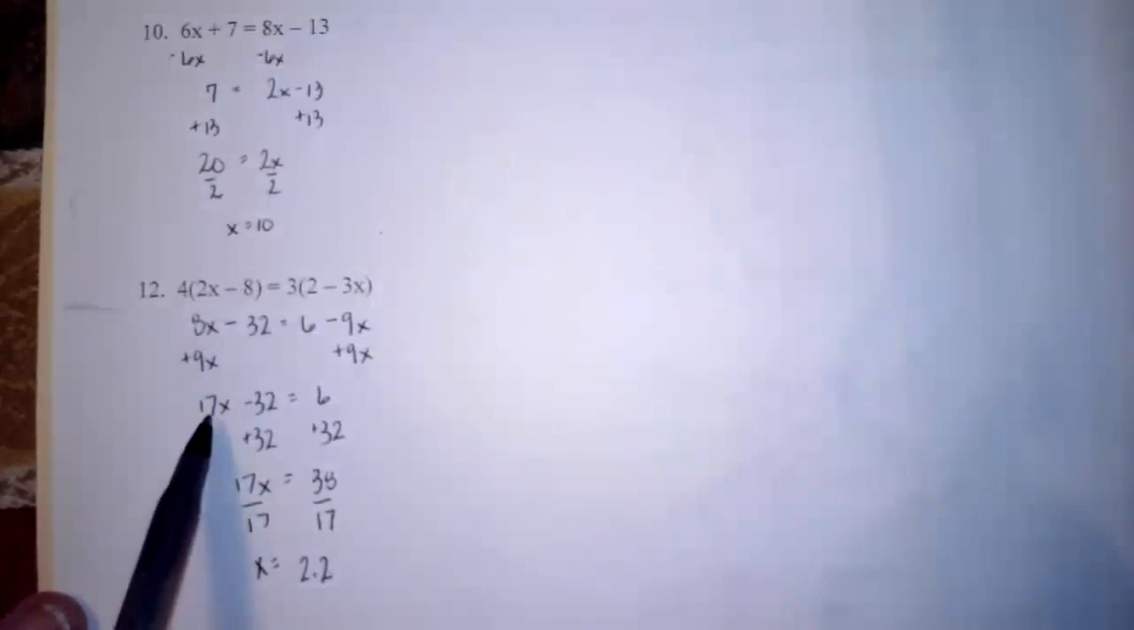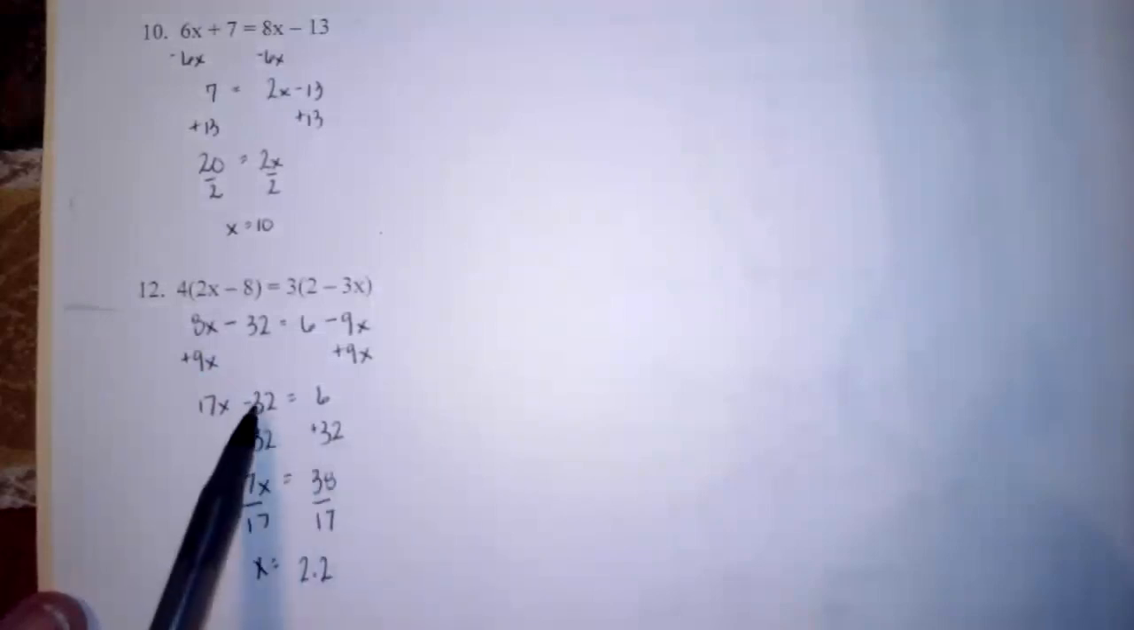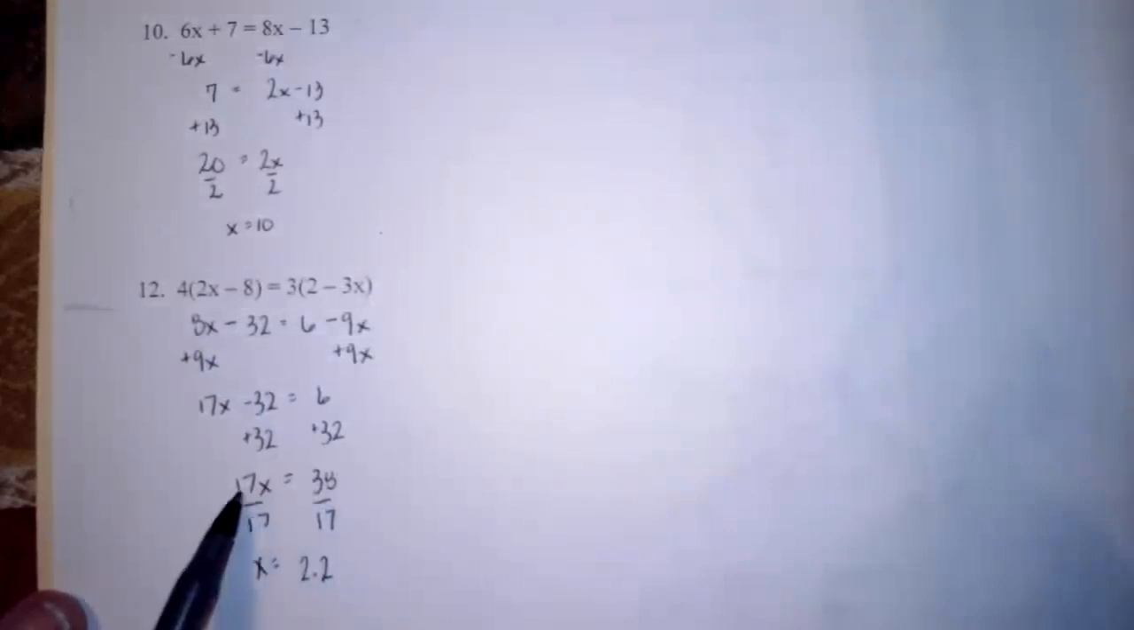All right. Since my x is on the left, now I want to move the numbers away. So here we go. We had a minus 32. We go plus 32, plus 32. That looks like it gave me 38. This is 17 times x. Divide both sides by 17. That gave me an answer of 2.2.